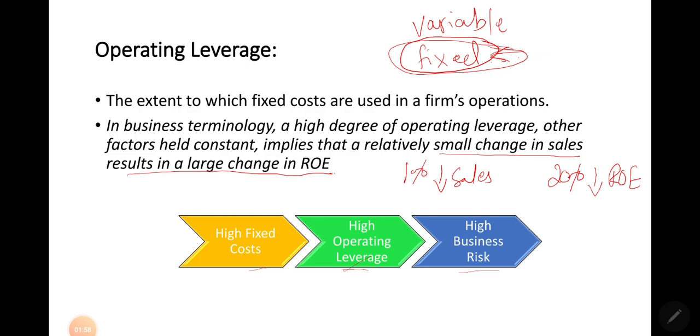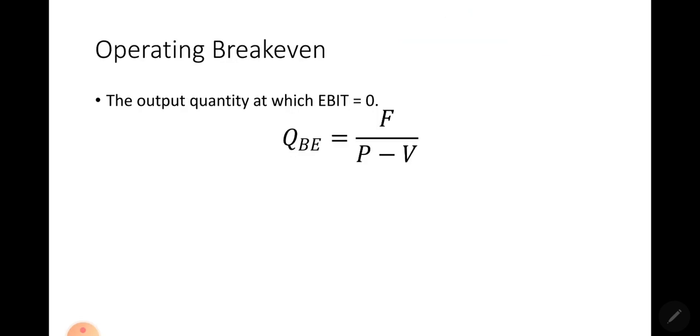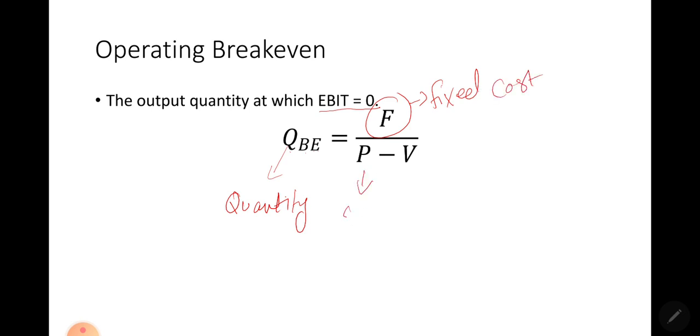We will discuss this in more detail through an example, but before we do that, we need to revise the formula for operating break-even, which is your break-even point. Break-even point is that point where your earning before interest and tax is zero, your operating profit is zero. So the formula to calculate this will tell you the output quantity where you break even. Q stands for quantity. So this is the break-even quantity. It means if you sell these many units, neither will you make profit, neither will you make loss. Your EBIT will be zero at this point. F over here stands for fixed costs. P is the selling price and V is the variable cost per unit.